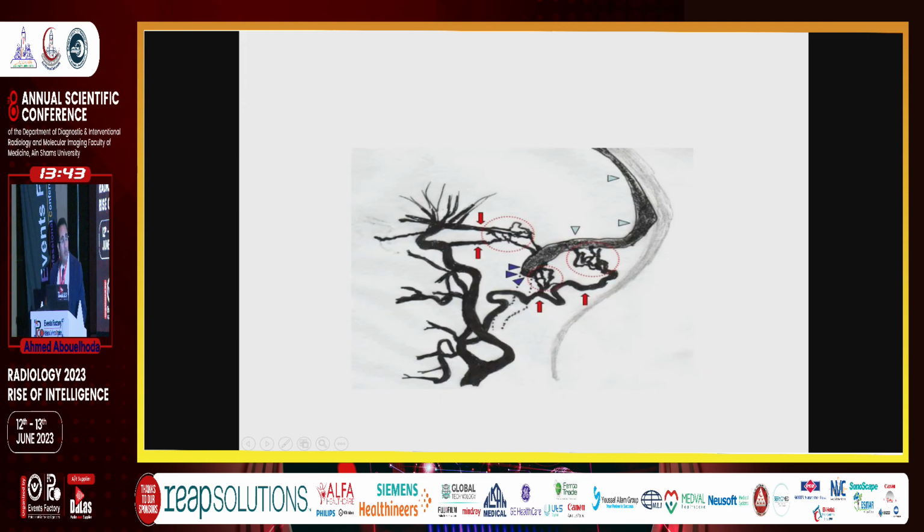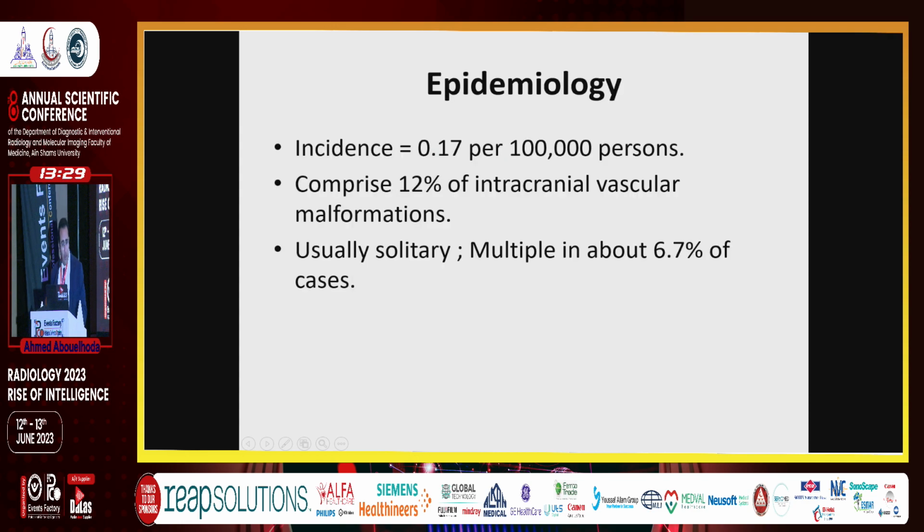Just as a quick scheme for the dural AV fistula, this is the red circle, the abnormal connection. The red arrow here is the arterial side. This is the last normal site of the vein, and all of this is the thrombosed sinus. It carries an incidence of 0.17 per 100,000 persons, comprising about 10 to 15% of the intracranial vascular malformations. It's usually solitary in presentation, and can be multiple in 6.7%.